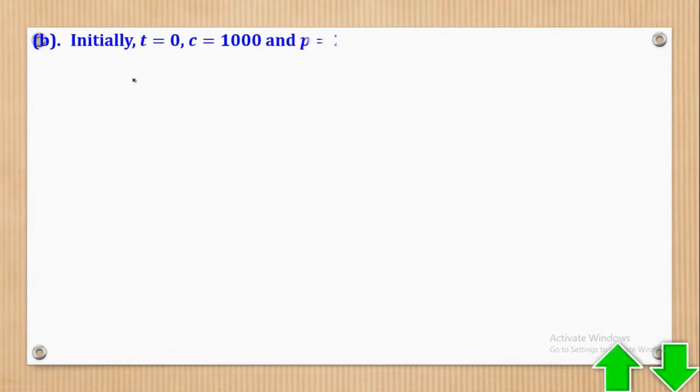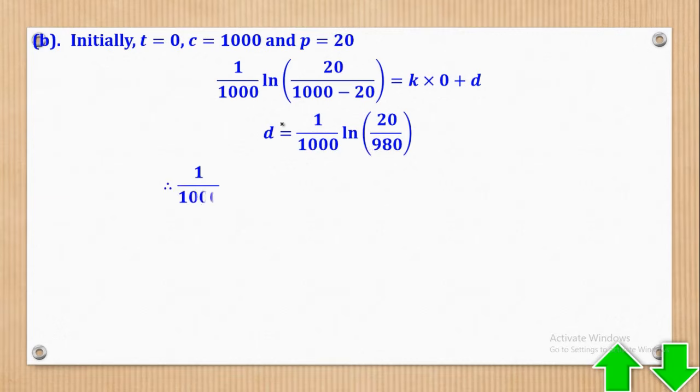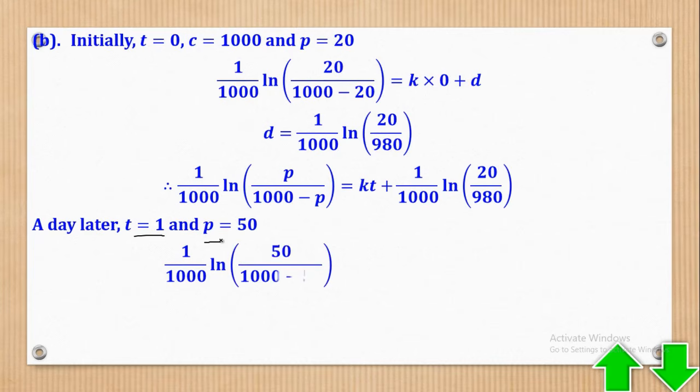So you come and here and say that initially t is equal to 0, c is equal to 1,000, and p is equal to 20. So I'll come and substitute for t, c, p to come up with that. Therefore, the value of d is that. So the equation now becomes that. Then a day later, t is equal to 1 and p is equal to 50. So I'll come and substitute for t and p to come up with that.